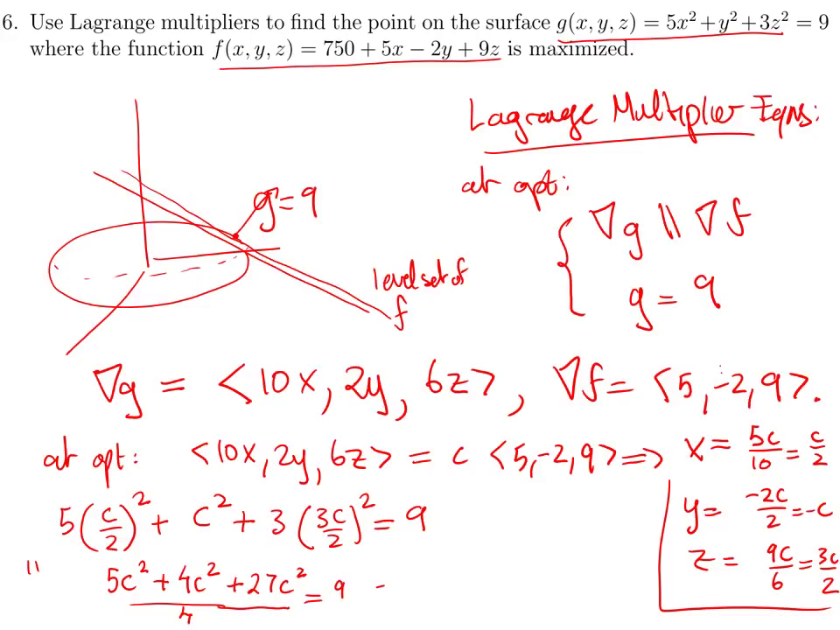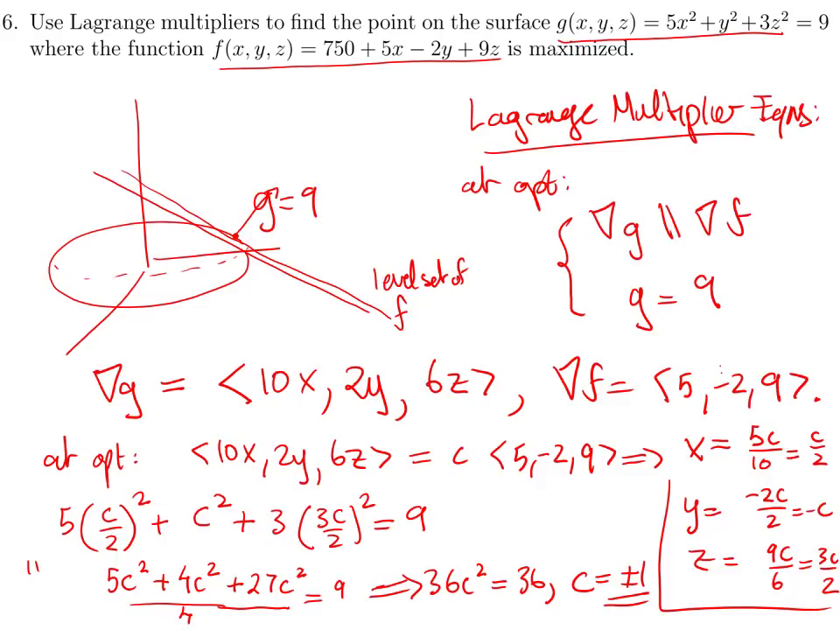And 5c squared plus 4c squared plus 27c squared is 36c squared. So we get 36c squared over 4 equals 9, so c squared equals 1. So c equals plus or minus 1. This gives me two candidates. It actually gives me two points, which could be the optimizers.